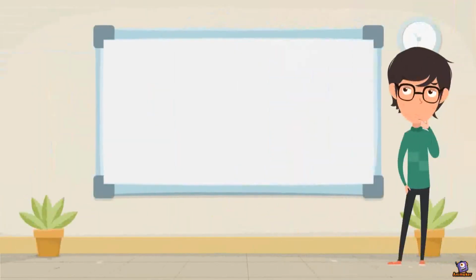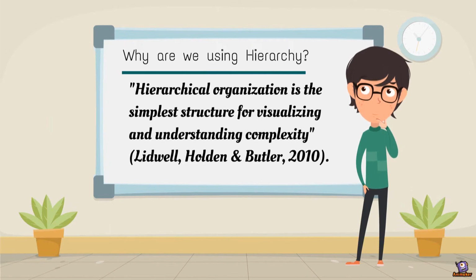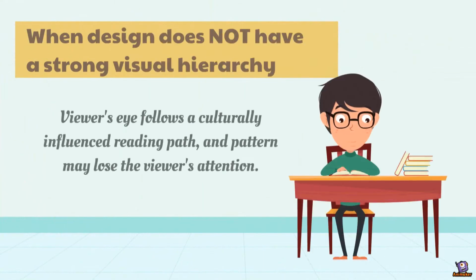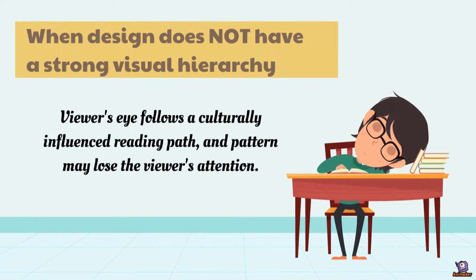Come to the second question. People wonder why we are using hierarchy. The book Universal Principles of Design said hierarchical organization is the simplest structure for visualizing and understanding complexity. For a design without strong visual hierarchy, the viewer's eye will follow a culturally influenced reading path and pattern, such as most people read from left to right, but some people read from right to left. It will cause viewers to lose attention easily and may fall asleep.